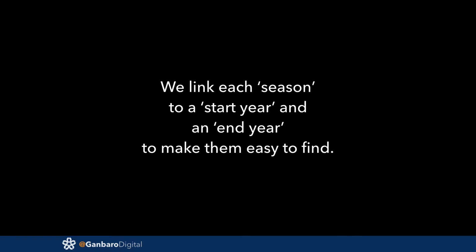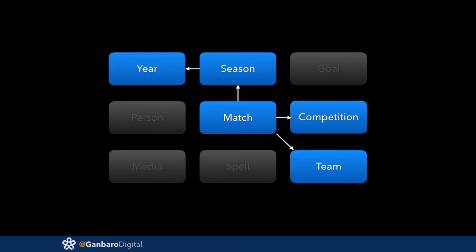So we're going to have a year entity, and we're going to have 2 relationships from the season to the year to say which year it started in and which year it ended in. So we're introducing the year entity now to our pool. And once we've got that and we've built those relationships, it makes the query very simple to find the season.